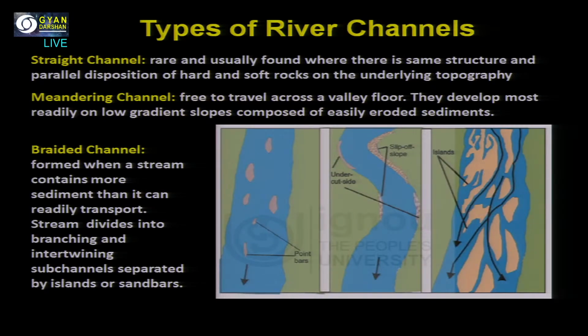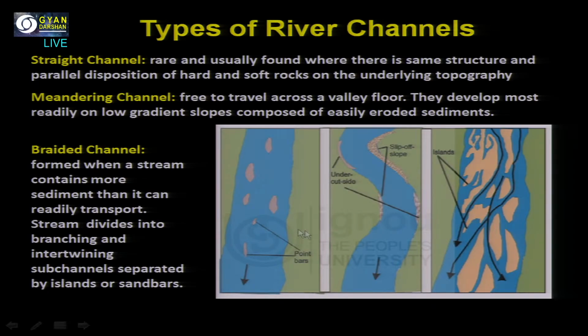Now if we talk about the types of river channels, we all know that river channels can be a straight channel, a meandering channel, or a braided channel. In this figure we have given three channels: one is straight, meandering and braided.